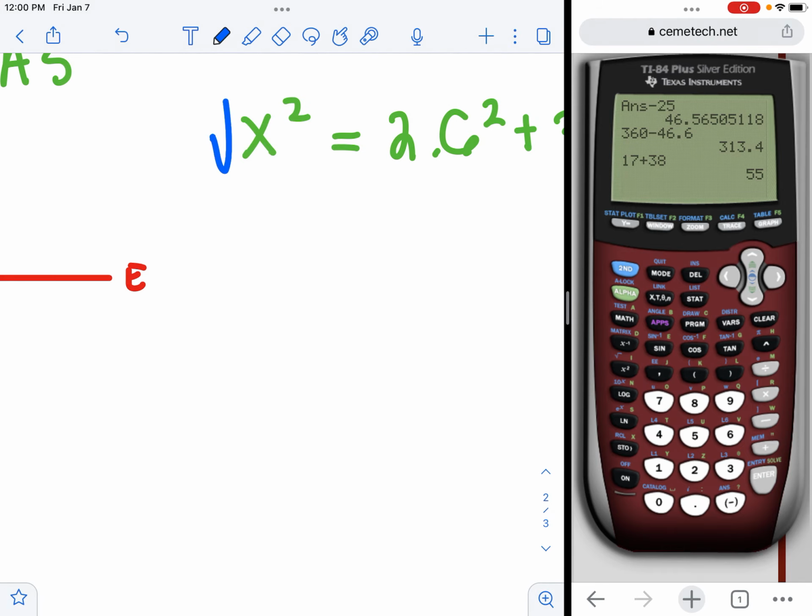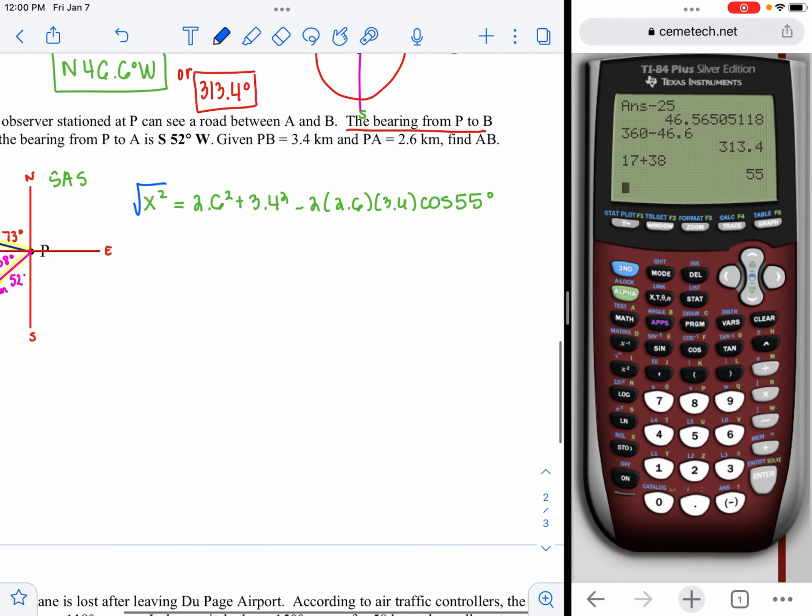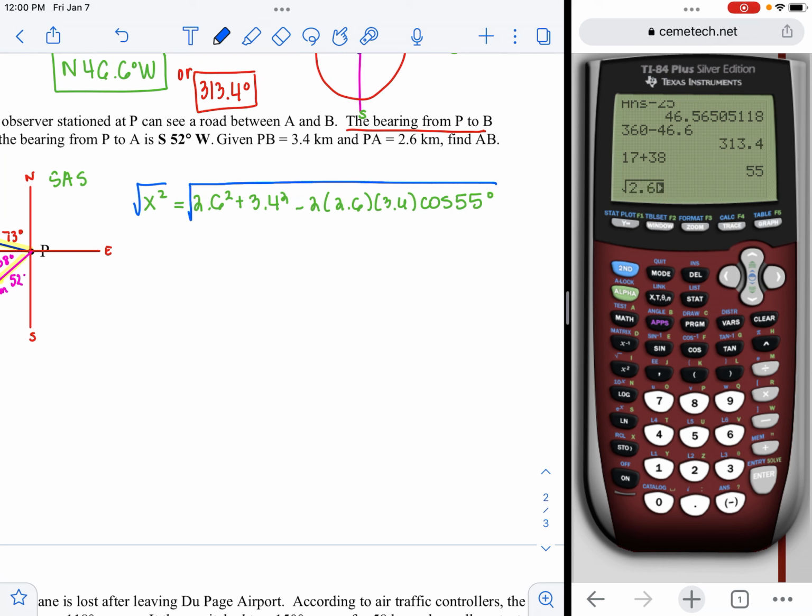All right, now I need to solve for x. If you notice, to get x by itself, all I got to do is square root. So I'm going to do square root of 2.6 squared. Be careful typing and make sure you're looking at what you're doing, plus 3.4 squared, because you're not going to catch mistakes in the answer. You're not going to be like, that doesn't look right. Parentheses, 2.6, close it, open a new one, 3.4, close it, cosine of 55, close it, enter.